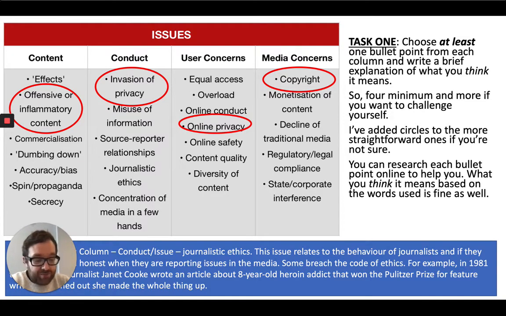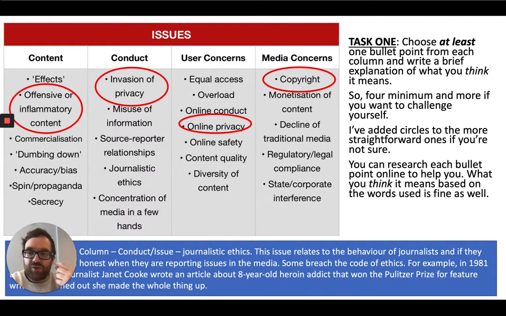Source-reporter relationship. This is the idea that it's an ethical issue, that the reporter, the journalist, should protect their source of information if the information they've given the journalist could potentially harm them. So people who are called whistleblowers, like the first person who worked in the tobacco industry, for example, who said, sorry, but this smoking might actually be bad for people.